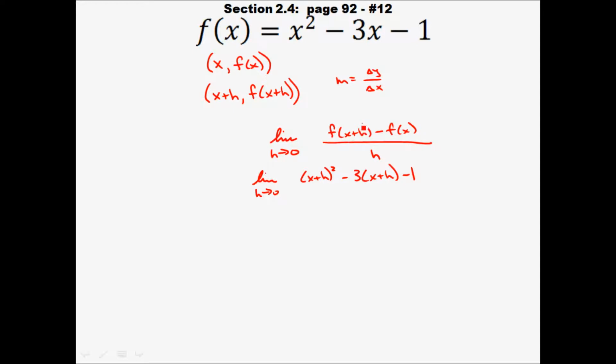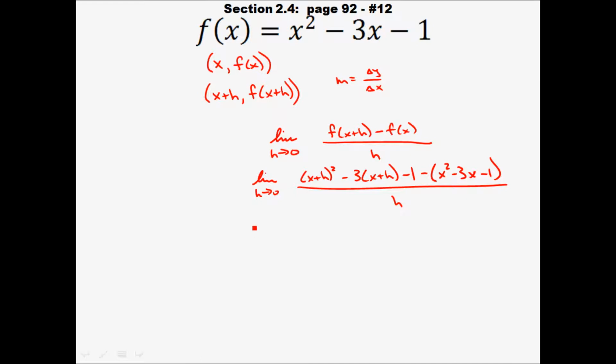All right, so there is f of x plus h. Now I got to subtract off f of x. So this is f of x right here. But I got to subtract off the whole thing, so I got to be careful about my parentheses. And then over h still.